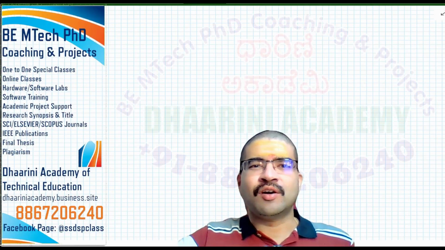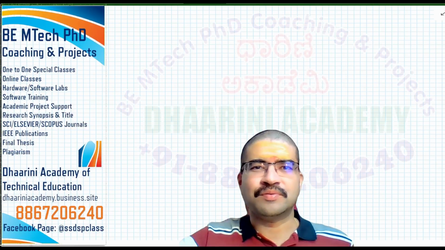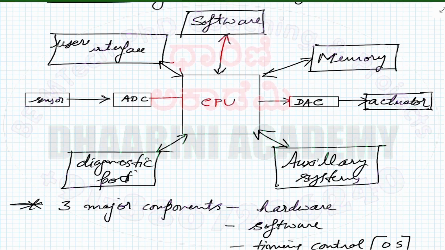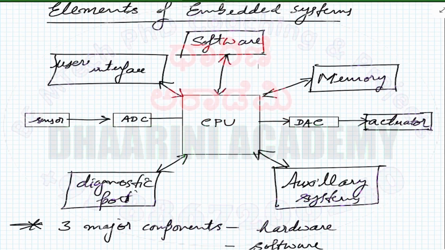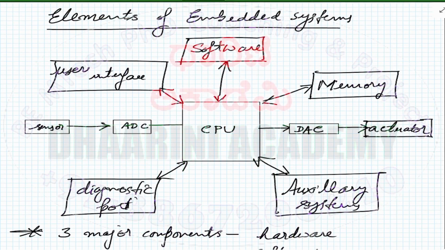We'll start with the concepts of embedded systems now. In the previous class, we discussed elements of embedded systems, right? In that, we saw that there is what is called a CPU at the center, which is connected with many I/O devices, memory, software, auxiliary systems, and several ports. Each one has its own work, right?